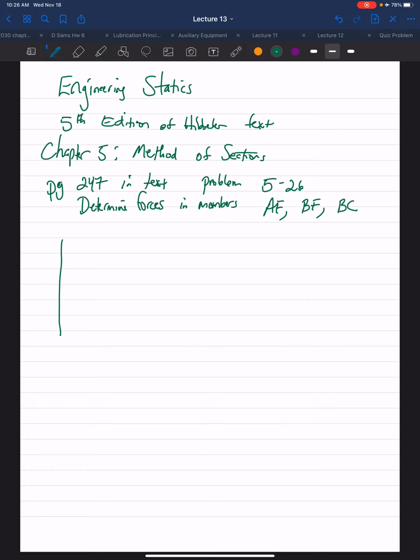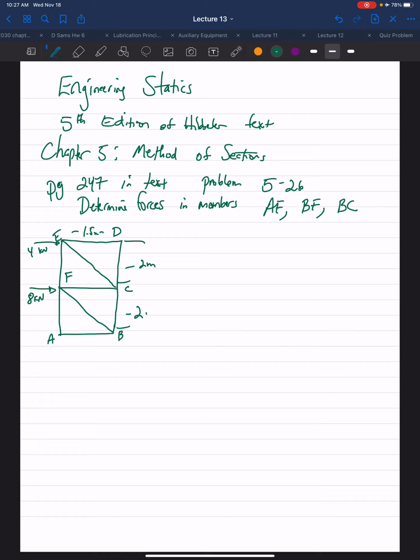So let's draw a diagram. This is E, D, C, B, A, F. You have an 8 kilonewton force here and a 4 kilonewton force at E. This distance here is 1.5 meters. This is 2 meters. This is 2 meters as well.